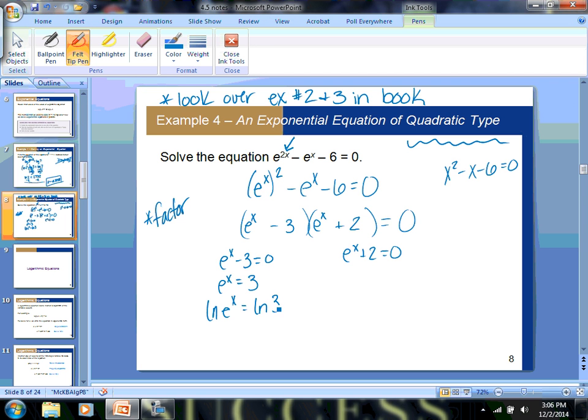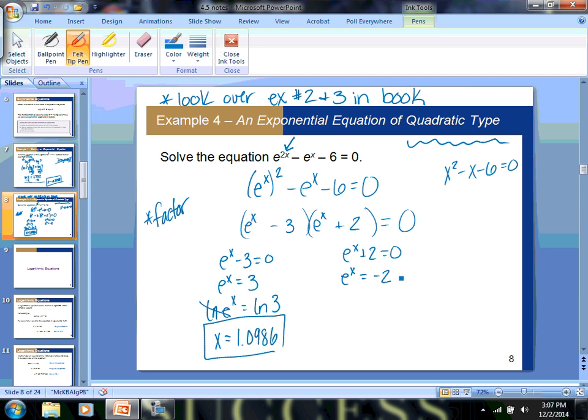Remember, the natural log is really just log base e. So if I take the natural log of both sides, it cancels out that e, and I'll get x equals whatever the natural log of 3 is, which is 1.0986 when you do that on your calculator. So that's okay. That's an acceptable answer. Then I have to do the same thing to my other little equation.